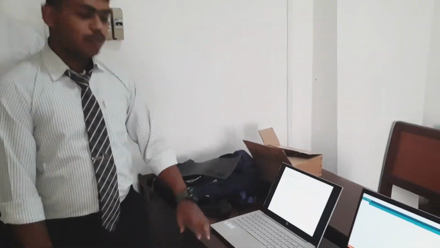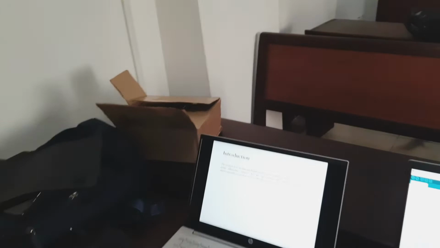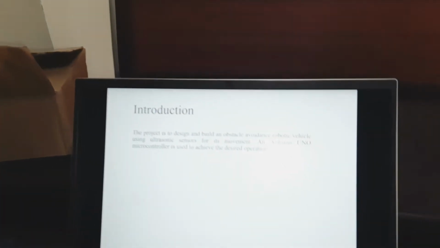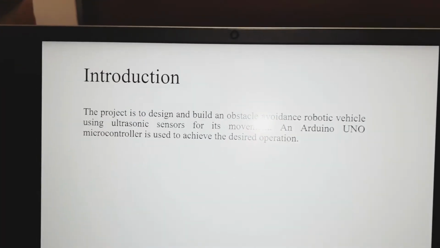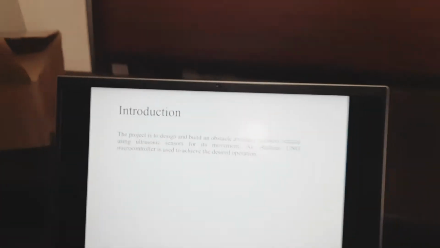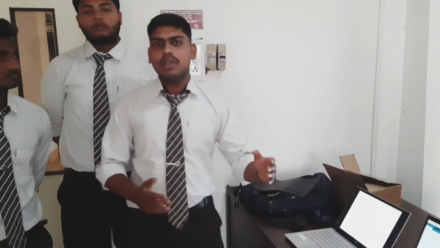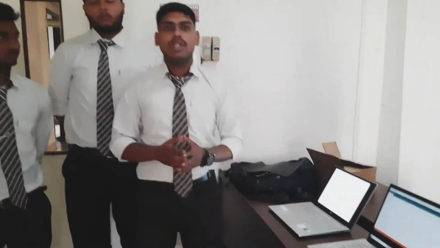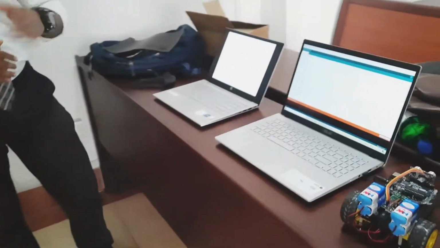Our introduction: the project is built on an obstacle avoidance robot vehicle using an ultrasonic sensor for movement. We are using an Arduino UNO microcontroller because it is much cheaper than the Raspberry Pi. We are using the fixed sonar algorithm, in which we fix our ultrasonic sensor on the vehicle. If an obstacle comes in front of the sensor, it detects the obstacle and moves to the left, and when it finds another path, it moves forward.